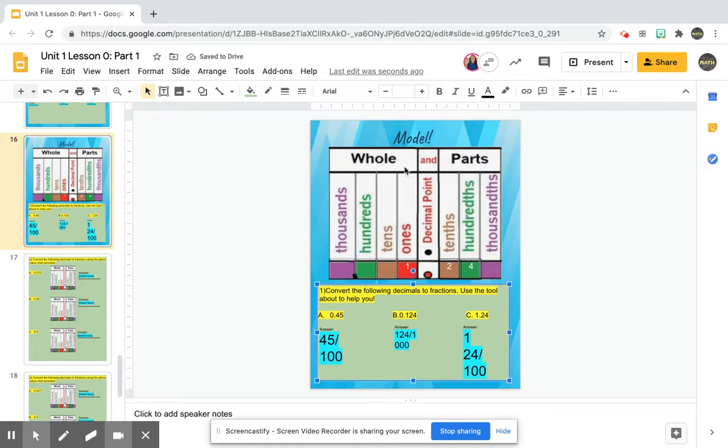You're going to have access to this place value chart so you can do your work. This could be a great way for you to continue to turn decimals into fractions.